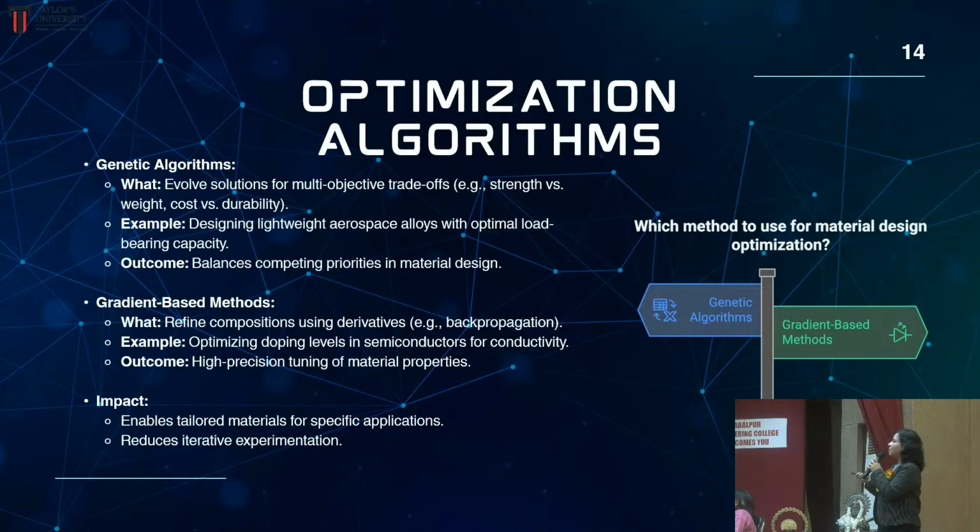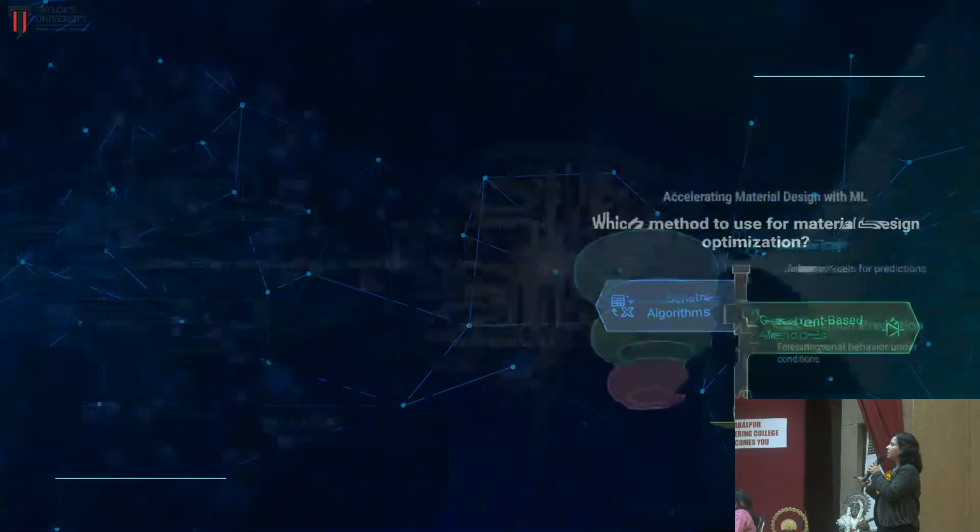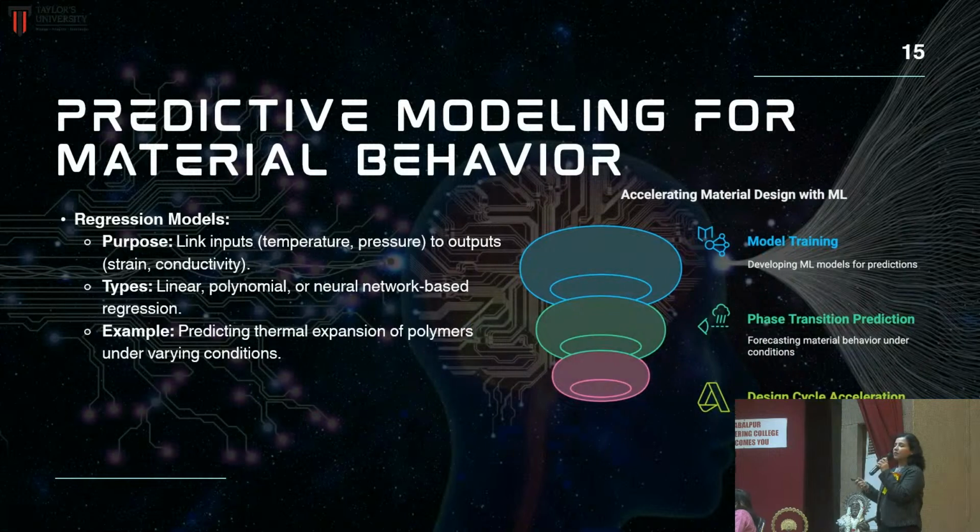Next, we have predictive modeling for material behavior. In this case, we can use regression models. For inputs like temperature or pressure that have to be studied, we want to link these to outputs like strain or conductivity. What is the effect of temperature and pressure on strain and conductivity? In that case, we use regression models.